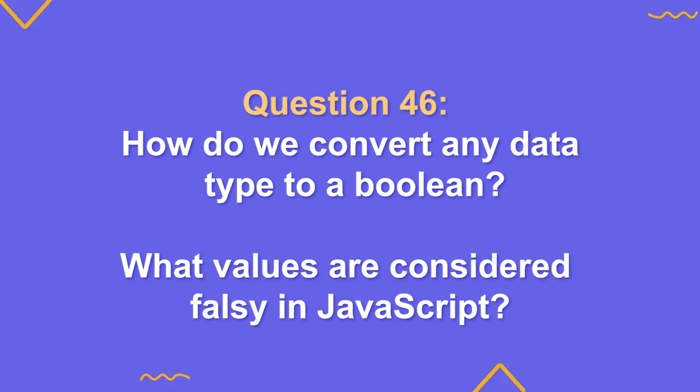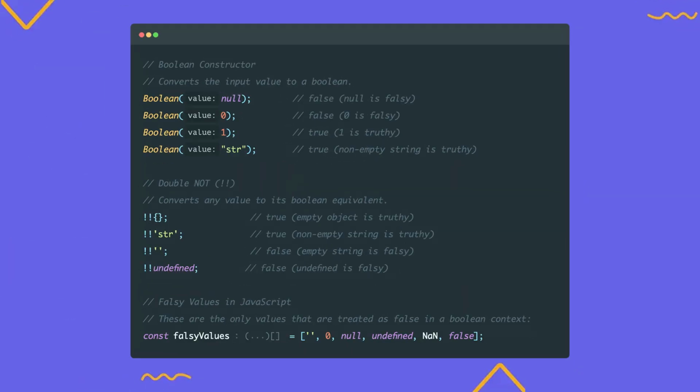How do we convert any data type to a Boolean and what values are considered falsy in JavaScript? To convert any data type to a Boolean value, either true or false, there are two main approaches. The first is to use the Boolean function. We pass the data into it, and it returns a Boolean value. The second approach is using double negation, which means two exclamation marks. This also returns either true or false.